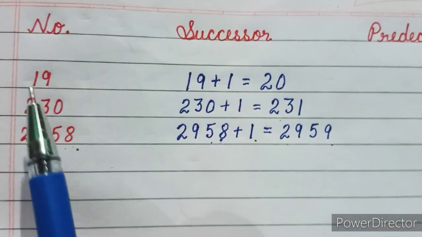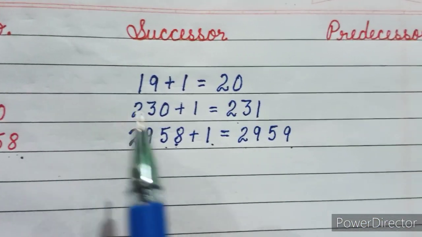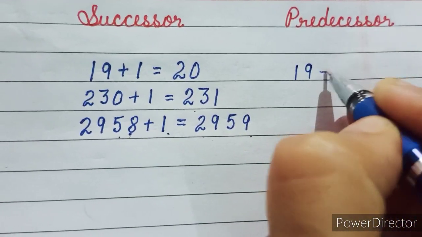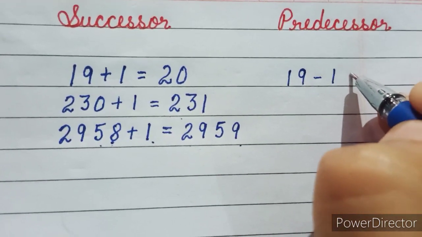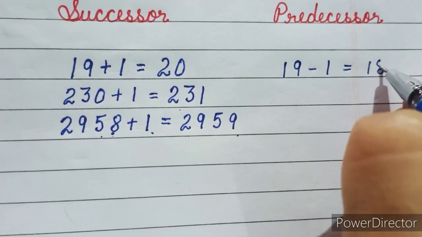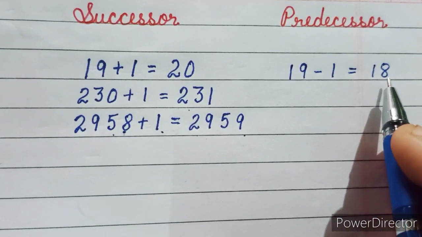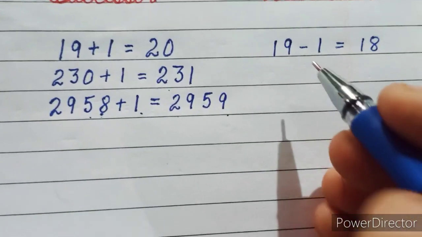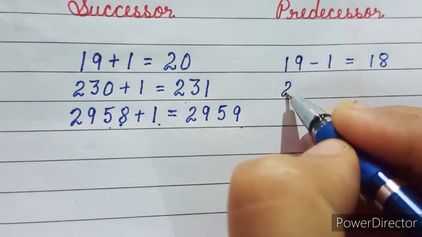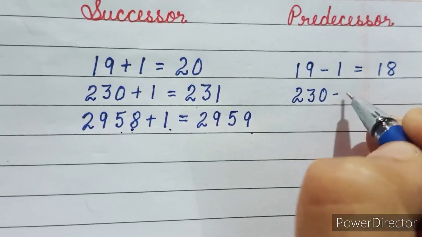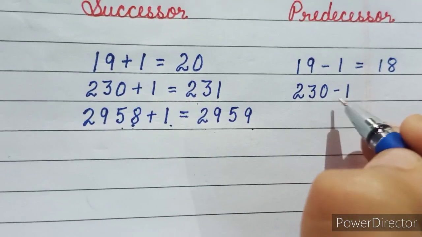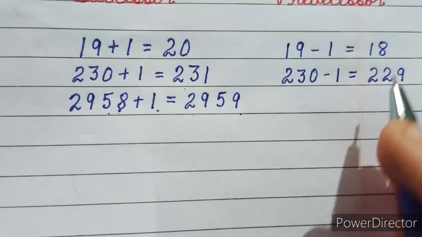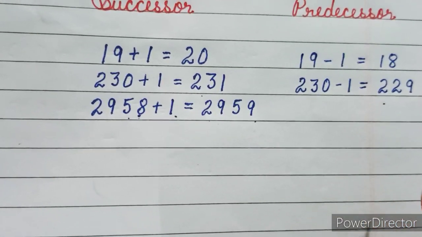Look at example 1. The given number is 19. 1 is subtracted from 19. Answer is 18, which is its predecessor. Example 2. The given number is 230. If 1 is subtracted from 230, the answer is 229, which is the predecessor of 230.